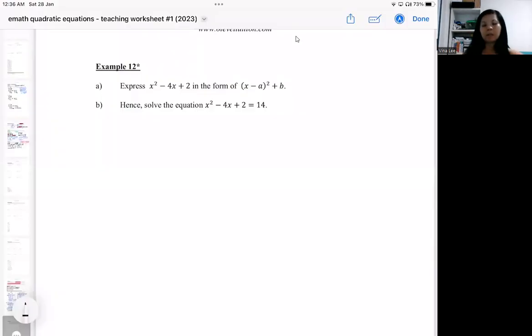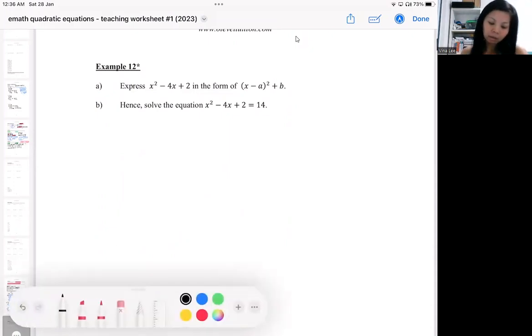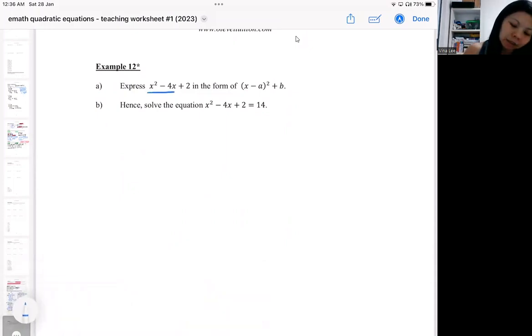So this is a typical phrasing of solving an equation by completing the square. This is another way that they will phrase it. There will be two parts to it. The first part, they will want you to express this in this format. That means they will like you to complete the square.